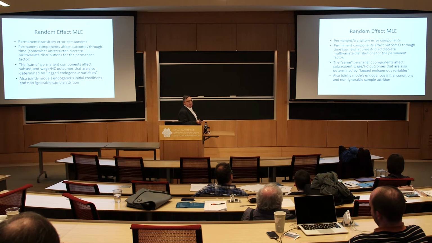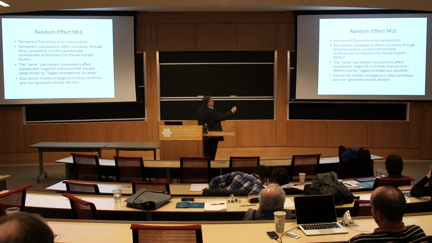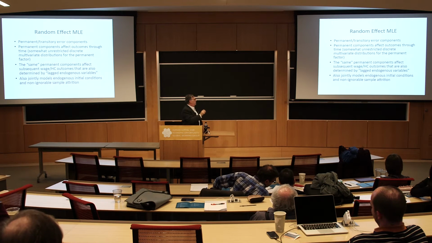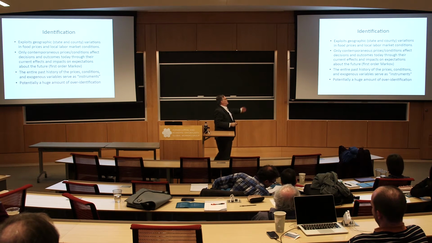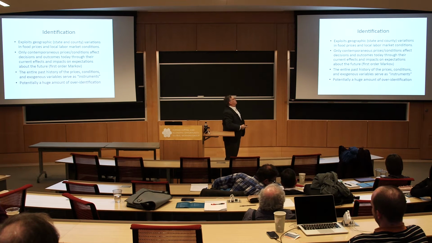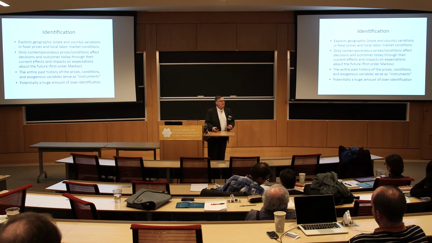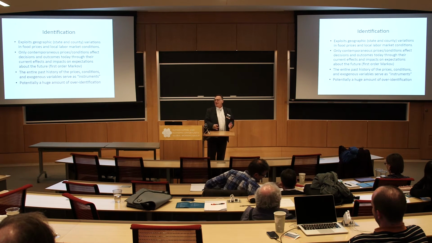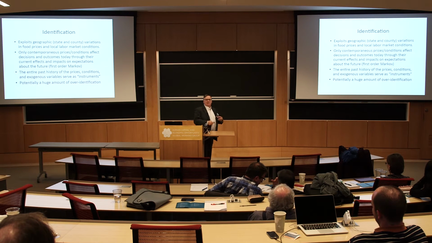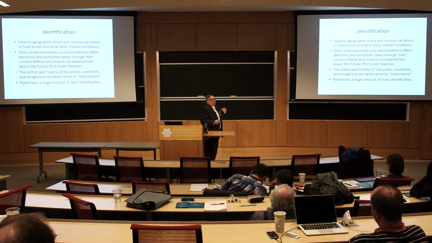The random effects maximum likelihood estimator has permanent and transitory components. Donna went through all of this. I won't talk about it at all, but it's a very flexible specification. There's identification that exploits the time-varying geographic information on prices of education, prices of cigarettes, prices of all kinds of different foods. And this is at the county level, the state level over time. So there's lots and lots and lots of sort of exogenous variation if you buy that migration decisions aren't endogenous.